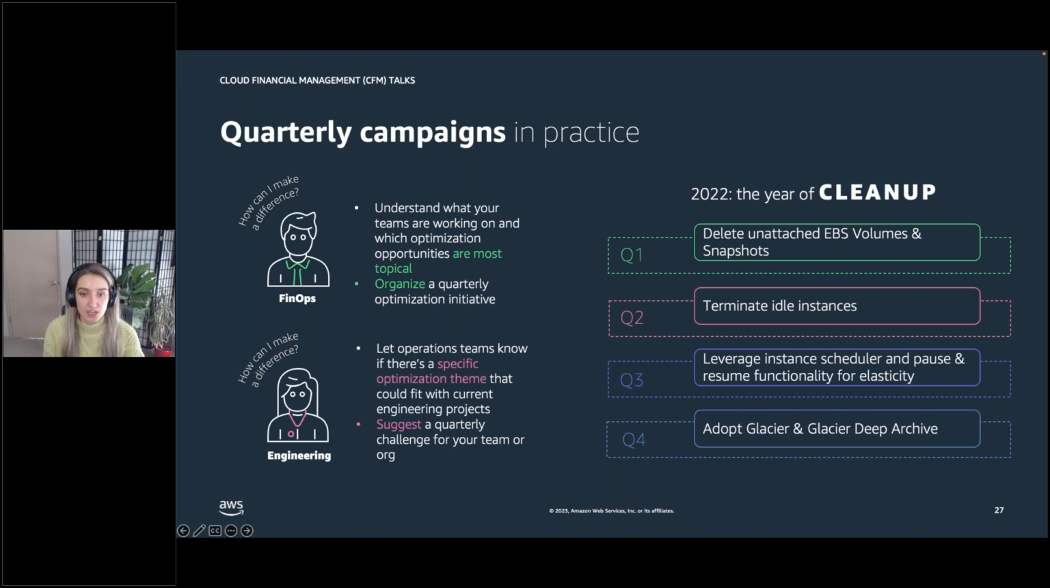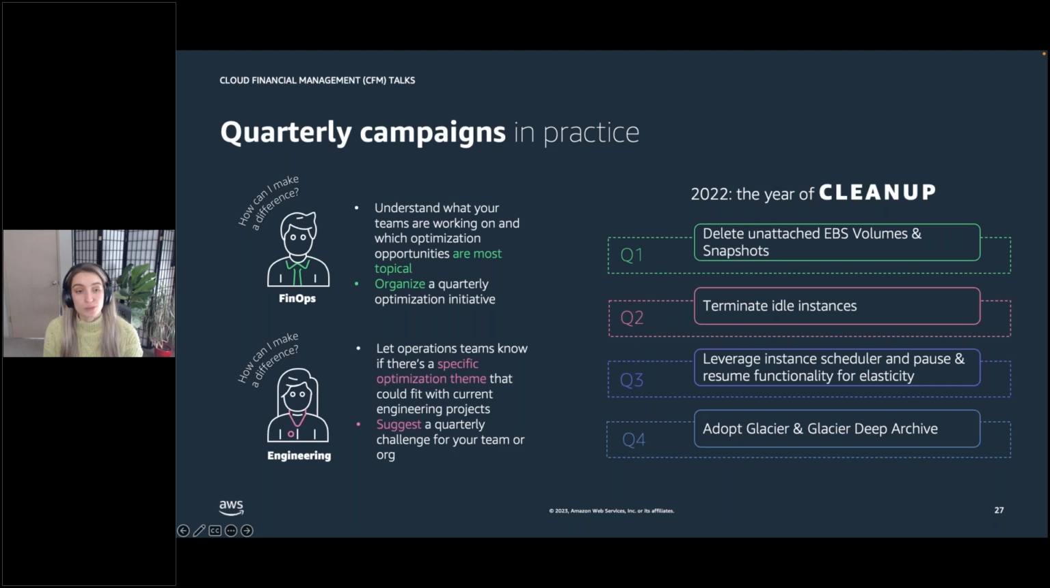And at the end of the year, they could report on how much each quarter saved them, how much more adoption they had of similar functionality or similar best practices after the end of that quarter, and really track it throughout the year, which is excellent.